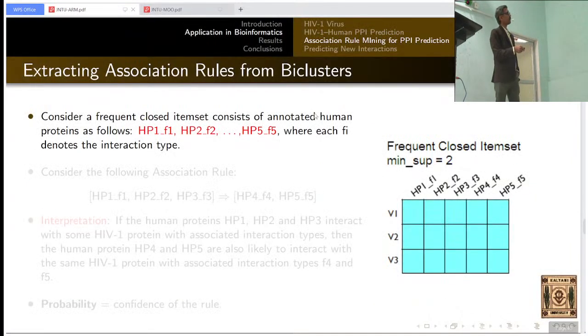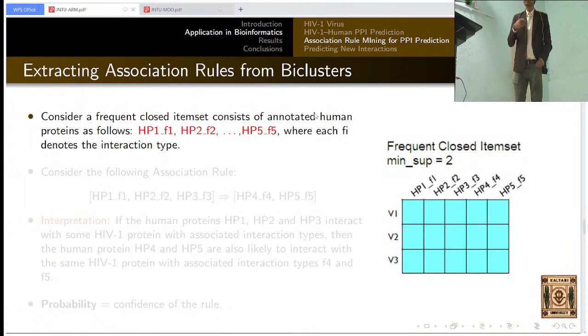So suppose we have extracted the bicluster like this. The bicluster will look like this: in the rows we have the viral proteins, 3 viral proteins, and in the columns we have the human proteins along with the annotations, that is, what type of interaction it is. Now if we have a bicluster like this, then according to our previous discussion, this column set will be a closed item set, and from that we can extract a rule like this.